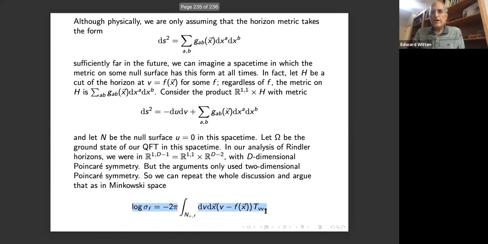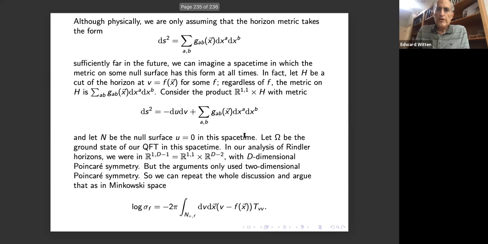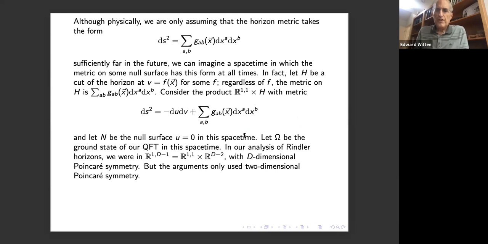So that concludes my explanation of the generalized second law. I just have a couple of further remarks and then I'll finish. First, the facts I've explained about quantum fields on a null plane are also used in the entropic approach to the a-theorem. And the same facts are used in the average null energy condition of quantum field theory, probably in other applications that I'm forgetting to mention. So I've explained facts that have various applications, although we've only had time for one, which was to the generalized second law. Anyway, thank you for the patience with all these lectures.